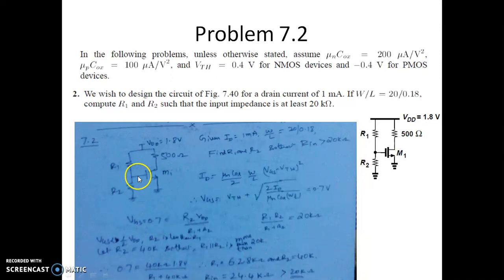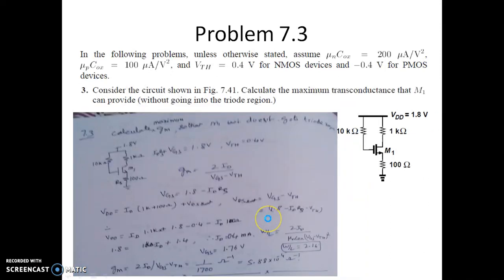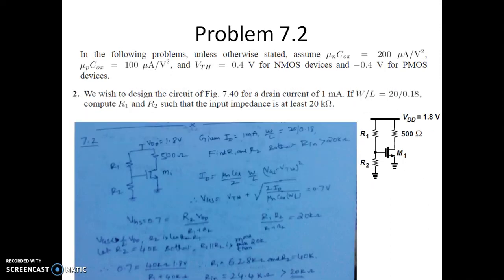So we can actually write the expression for VGS as also equal to R2 multiplied by VDD by R1 plus R2, that is using the potential divider equation. And it is also said that the input impedance, which happens to be the parallel combination of R1 and R2, should be equal to 20 kilo ohm.